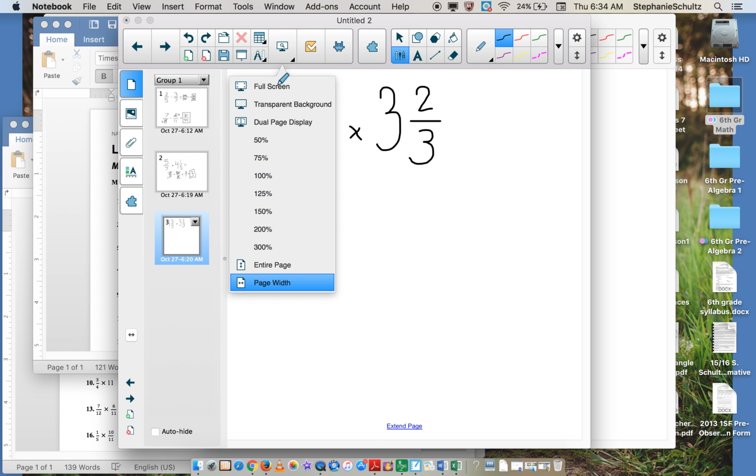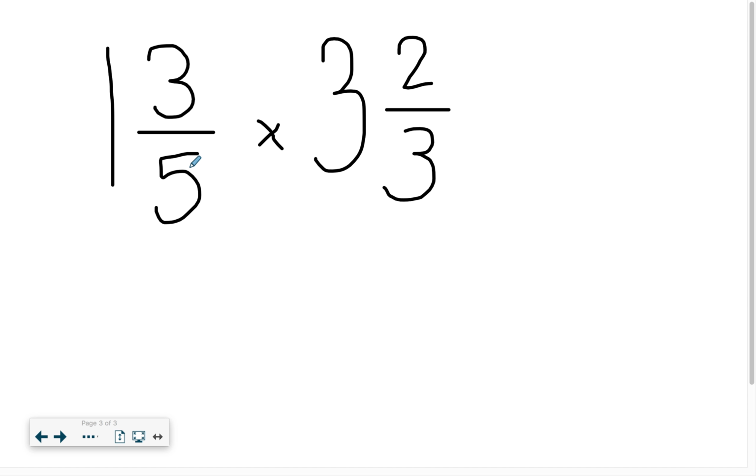So I'm going to change 1 3/5 into 8 over 5. And I'm going to change 3 2/3 into 3 times 3 plus 2. So 3 times 3 is 9 plus 2 is 11. If you heard that little guy, that's Emmett. So we got 11 over 3.